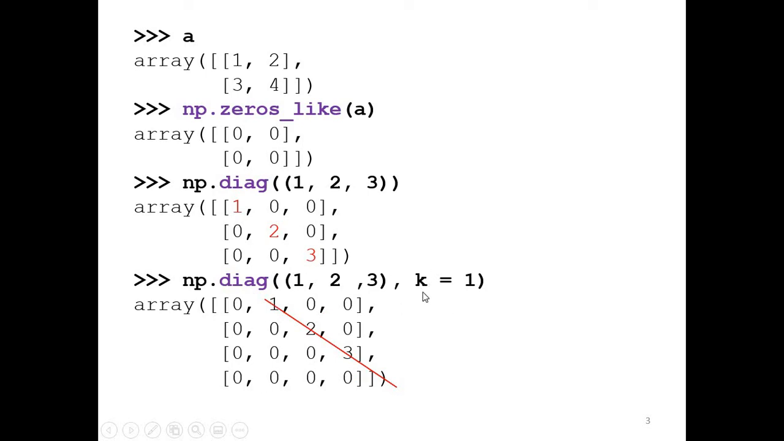So this way you can vary. K equal to 2 means the elements will be created in the second off-diagonal. K equal to -1 means the elements will be created in the first off-diagonal, but on the lower side, and so on. So in this way you can create very many different kinds of 2D arrays, which you can treat as matrices and use in your calculations.